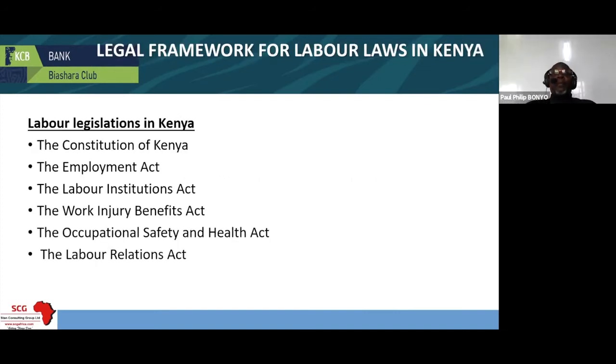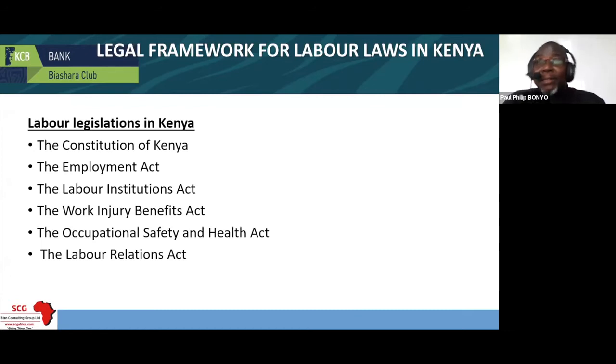Now, the next point I would like to take you to is the legal framework or labor laws or legislation in Kenya. There are various statutes that have been enacted as labor laws in the Republic of Kenya. The first statute is the Constitution of Kenya, and it is the supreme law. And being the supreme law, every other law made in Kenya, including labor laws, must comply with that constitution.